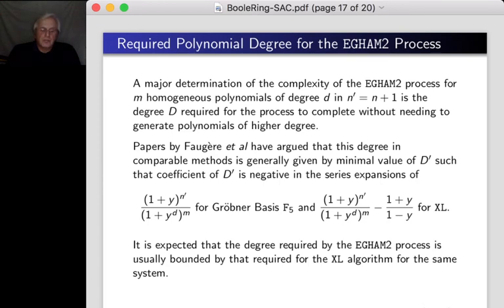Okay, so the obvious question is, what kind of degree do we need to go up to solve these systems? Well, some papers by Fougere and others have argued this degree in comparable methods such as XL and Gröbner basis, say with the lexicographic ordering, is given by the minimal value of d dashed in the series expansions of those polynomials. And we would expect the degree for the ECHAM2 process to be, in most cases, bounded by that required for the XL algorithm. So initially we can estimate a value for the degree of the polynomial for most equation systems by expanding this expression and looking at the coefficients.